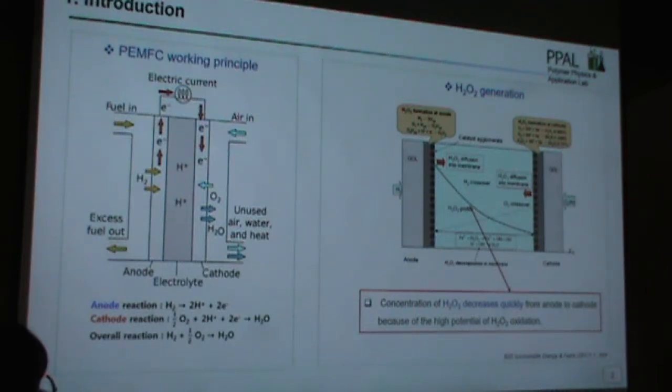However, during proton exchange membrane fuel cell operation, radicals can be generated, as shown in this figure. First, hydrogen is converted to hydrogen radicals, and the hydrogen radicals bond with oxygen gas to form H2O2. The concentration of H2O2 decreases from the anode side to the cathode side because it is oxidized to water or radicals.